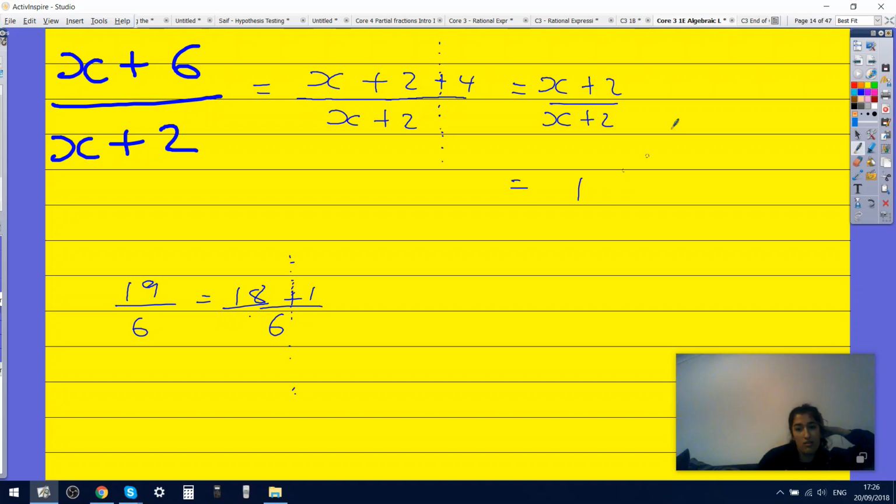4. And if you're adding a fraction, this one we get 18 over 6 plus 1 over 6. So 4 over x plus 2. And so final answer? 4 over x plus 2. Oh, that was too complicated. And so the idea there is to get the same thing on the top and bottom so you can cancel something down.